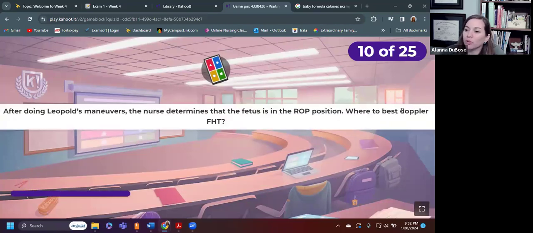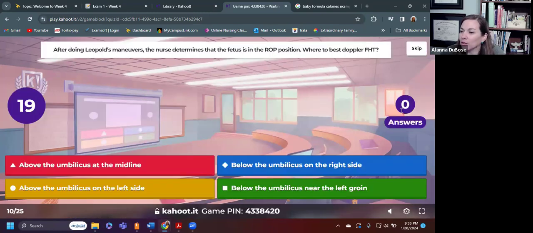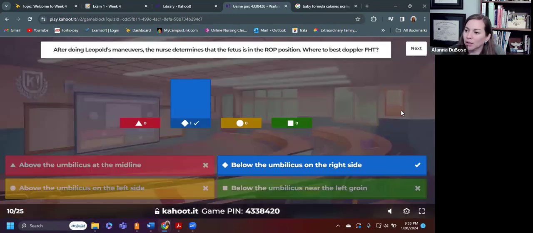After doing Leopold's maneuvers, the nurse determines that the fetus is in the ROP position. Where to best Doppler the fetal heart tones? Red, above the umbilicus at the midline; blue, below the umbilicus on the right side; yellow, above the umbilicus on the left side; green, below the umbilicus near the left groin. I know we talked about this in our class. Good. So, below the umbilicus on the right side.